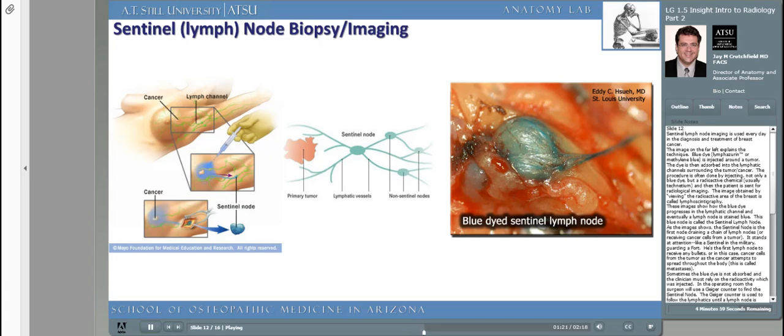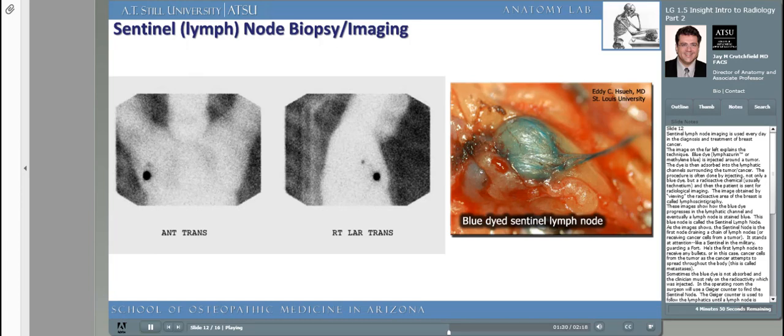Sometimes the blue dye is not absorbed and the clinician must rely on the radioactivity which was injected. In the operating room, the surgeon will use a Geiger counter to find the sentinel node. The Geiger counter is used to follow the radioactive lymphatics until a lymph node is found with the highest radioactive count. This is the sentinel node.